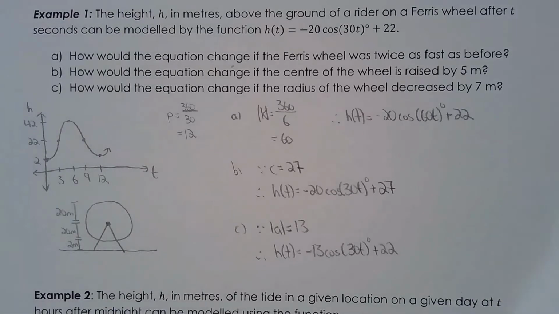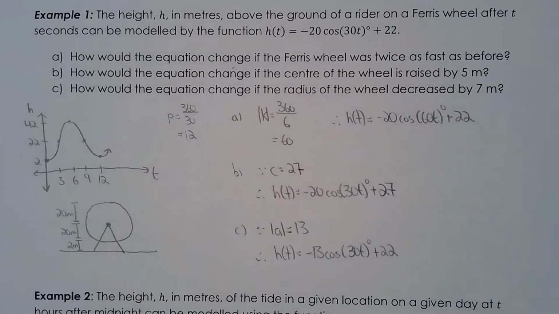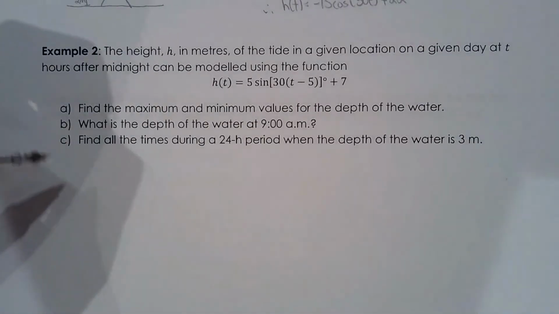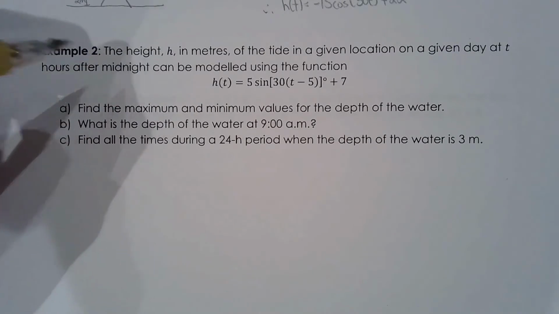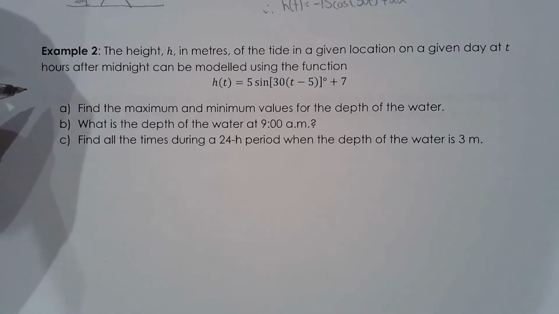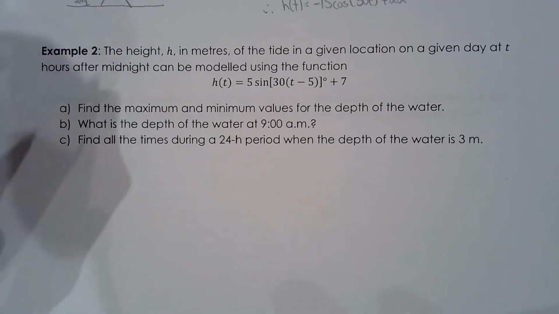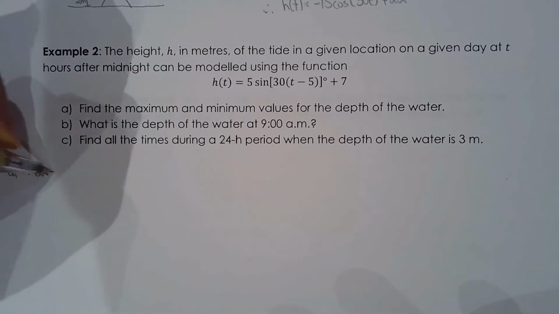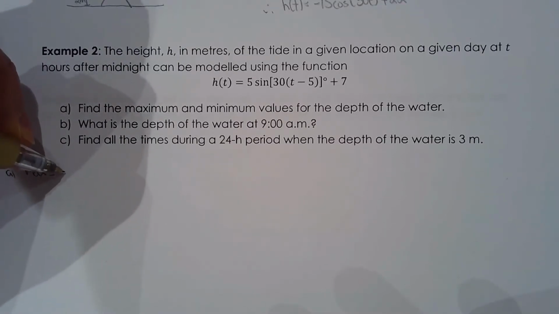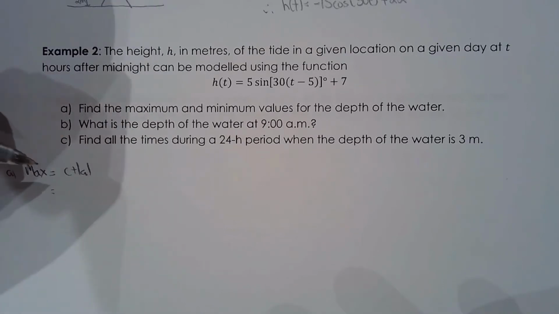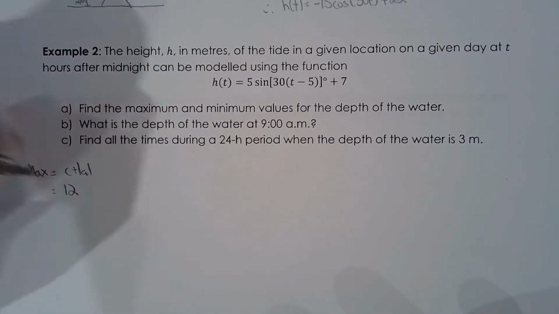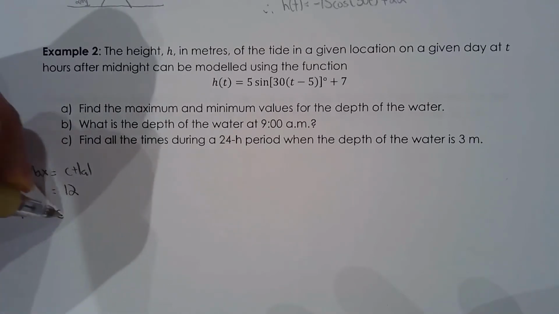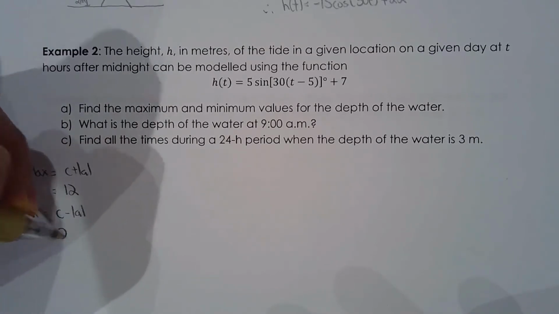The height h in meters of the tide on a given day t hours after midnight can be modeled using this sinusoidal function. Beautiful. What's the maximum depth and what's the minimum depth? All right, so the max value is equal to c plus the amplitude, which in this case is 7 plus 5, which is 12. And the minimum is c minus the amplitude, so in this case, that's 7 minus 5, which is 2. Therefore, max depth is 12 meters, and minimum depth is 2 meters.